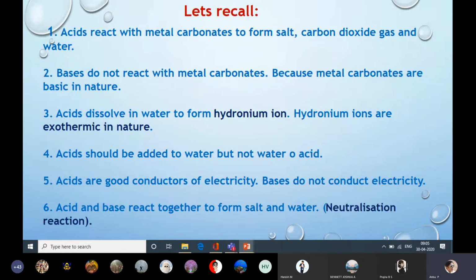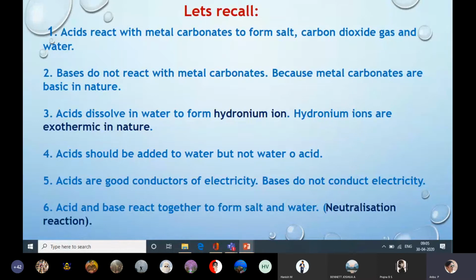Third point, acids dissolve in water to form hydronium ion. As we all know, when acid is added to water, or water is added to acid, they release hydronium ions. This process is highly exothermic and releases heat energy. And there is a safety measure: we should always add acid to water, but not water to acid. We know that acids are denser than water. So when you add acid to water, the acid goes into the water and liberates hydronium ions. The heat energy gets spread all over the water. That is the reason we should always add acid to the water but not water to the acid.